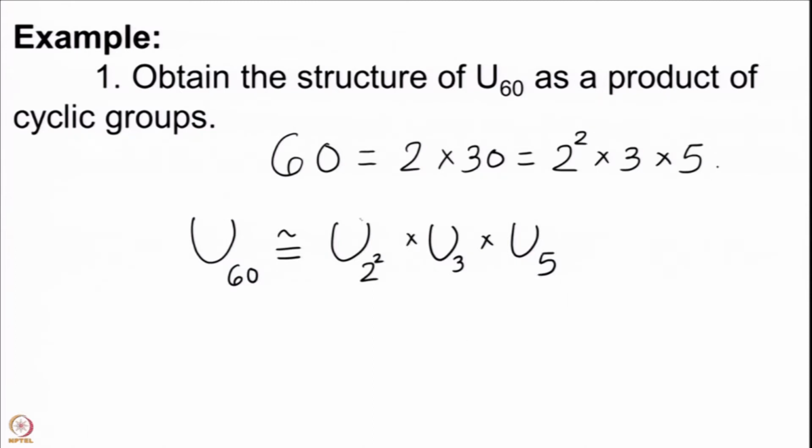We observed already that U4 is a cyclic group of order 2. So, this is C2. U3 is already cyclic, its order is phi 3 which is 2, and U5 is also cyclic, its order being phi 5 which is 4. So, we have a complete description of U60 as a product of cyclic groups. One will have to be careful when the power of 2 dividing the number n is more than 4. So, let us do one more example.